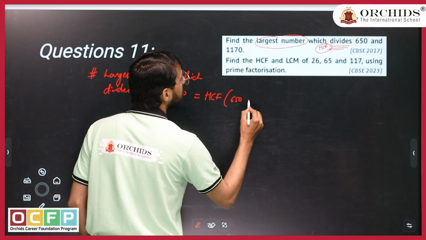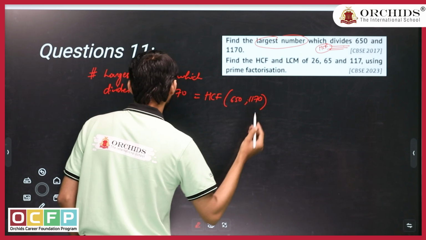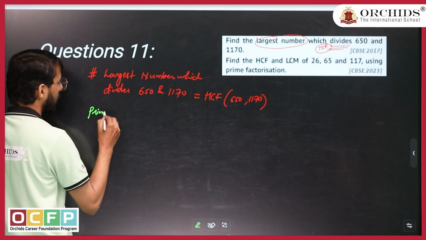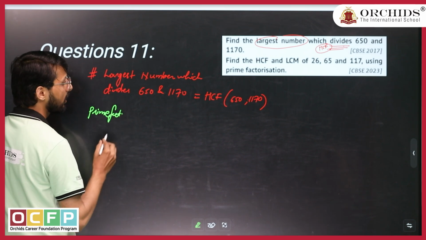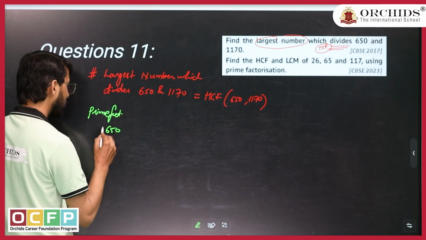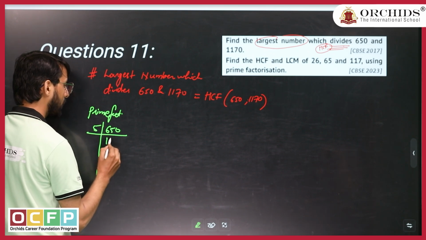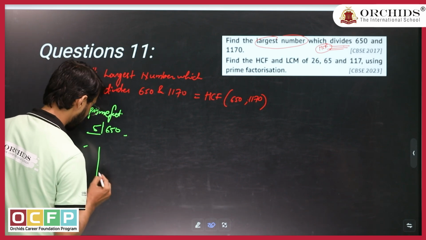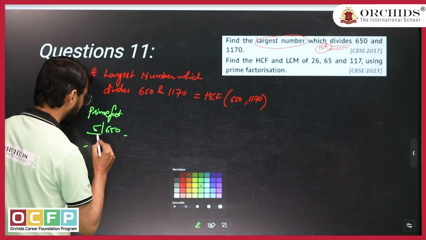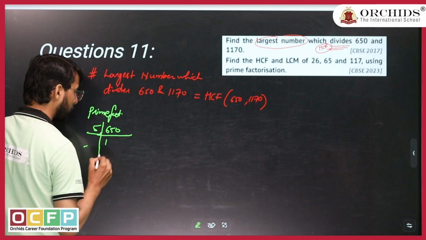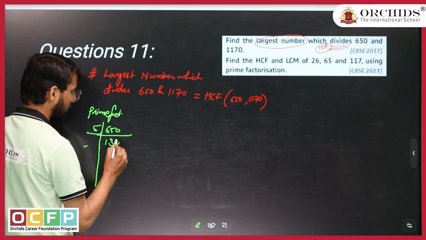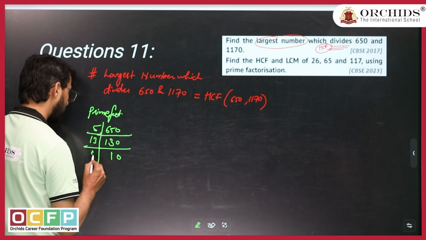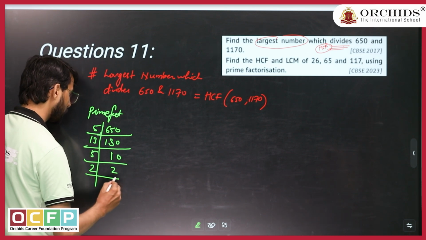650 and 1170. So for HCF, we are going to use the prime factorization method. So 650, if I break 650, what will I get? Better to write like this: 650 divided by 2 is 325, then 325 divided by 5 is 65, then 65 divided by 5 is 13, then 13 divided by 13 is 1.